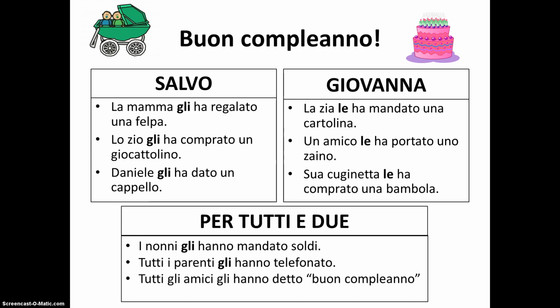Giovanna, la zia le ha mandato una cartolina. Un amico le ha portato uno zaino. Sua cuginetta le ha comprato una bambola. Per tutte e due. I nonni gli hanno mandato soldi. Tutti i parenti gli hanno telefonato. Tutti gli amici hanno detto buon compleanno.